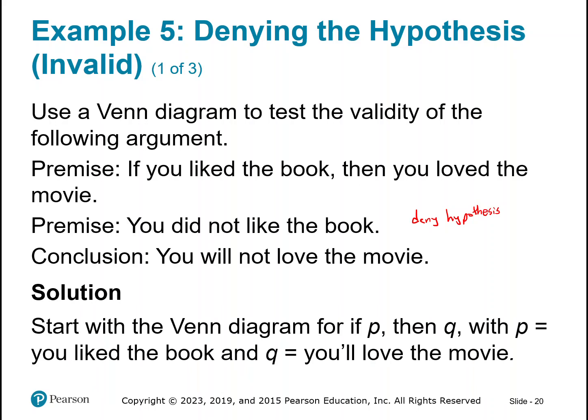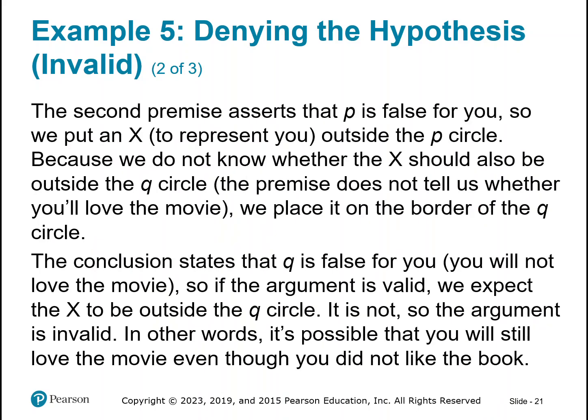We start with a Venn diagram for if P, then Q, with P, you like the book, and Q, you'll love the movie. All right, so you like the book, you'll love the movie. The second premise asserts that P is false for you. So put an X outside of the P circle. But is it here or is it here? Right? We don't know. So we place it on the border of the circle for Q.